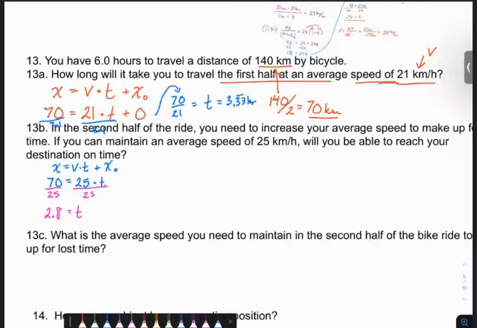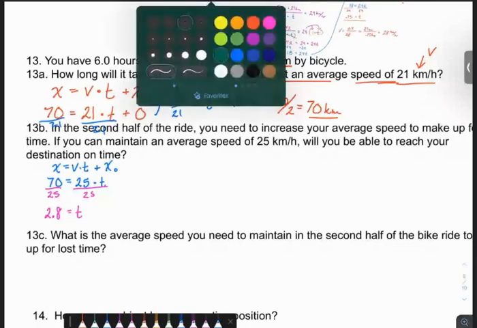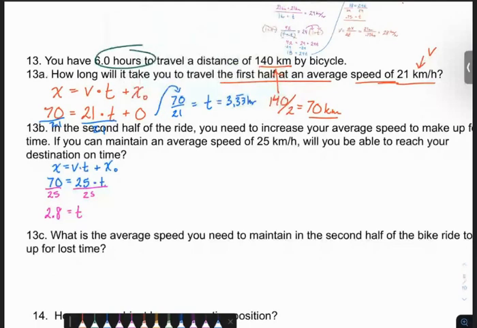And if I'm trying to arrive in 6 hours, I'm like, oh, okay, so I need to be able to add these two times together. The time from the first part, 3 1/3, plus 2.8. And so I get 6.13 hours, which is not going to be fast enough.